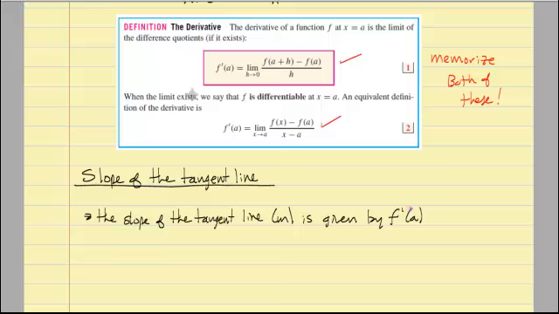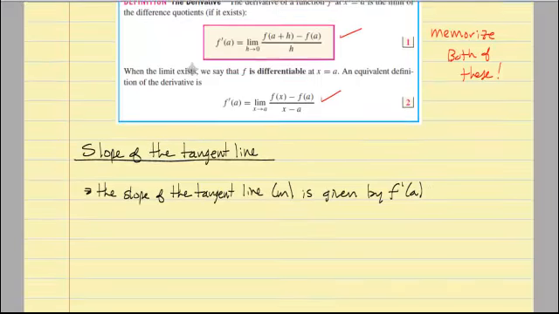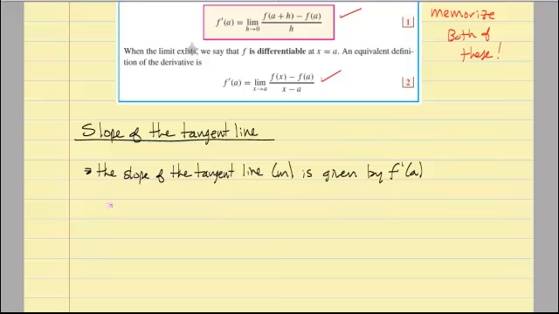So again, f prime of a is the slope of the tangent line at the point a. Remember, to write the equation of a line, I need a point and I need a slope. Well, the point is going to be (a, f of a), because I plug a in, I get f of a back out. And the slope, letter m represents slope, of course, is the first derivative, f prime, evaluated at a.